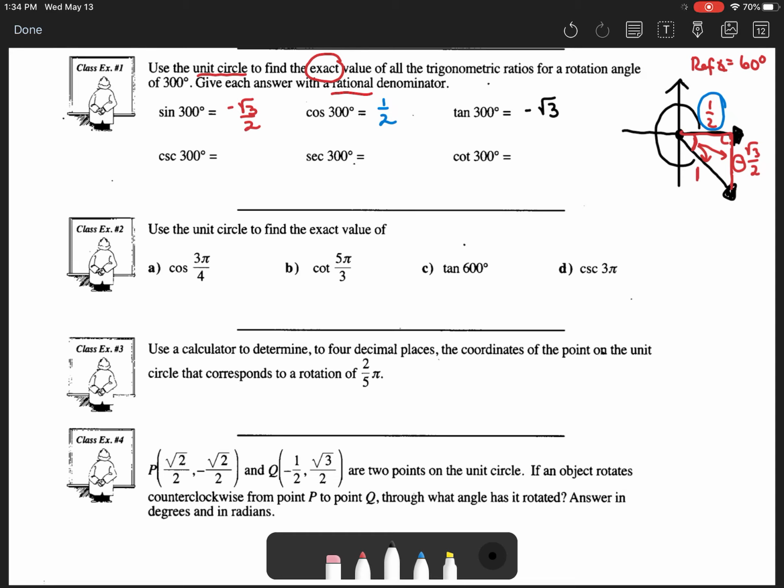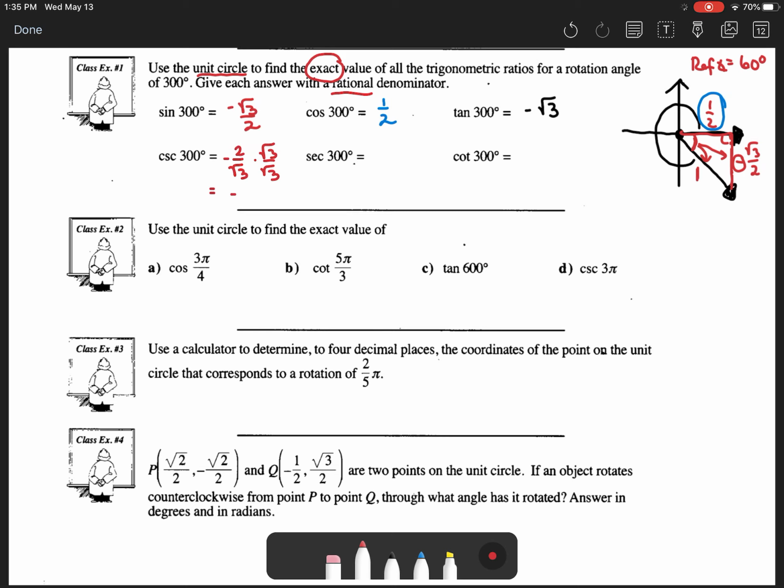Now, the 3 that follow are a little more work. They're the reciprocals. So if I want to do the cosecant of 300 degrees, it's going to look like this. The reciprocal of cosecant is sine, so this would be negative, and then you'd have 2 over root 3, which is great, but I have to rationalize the denominator then.